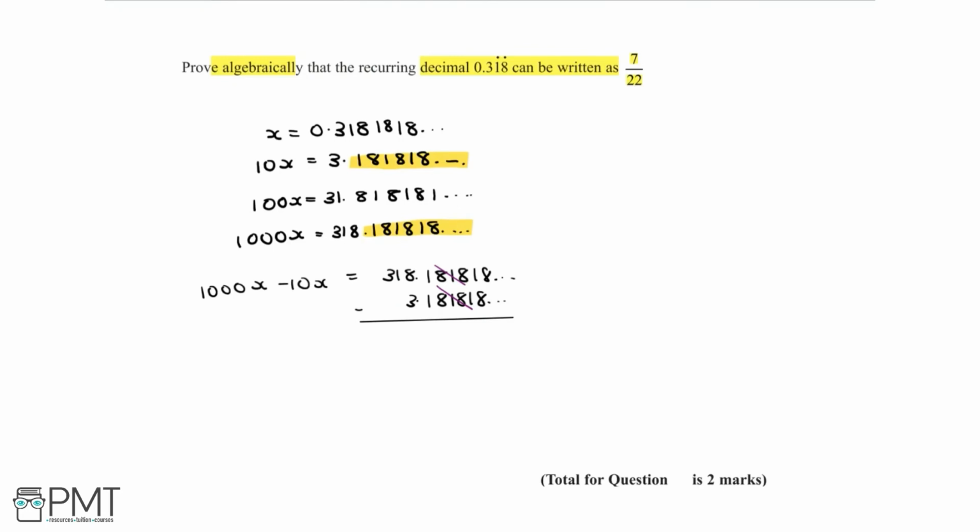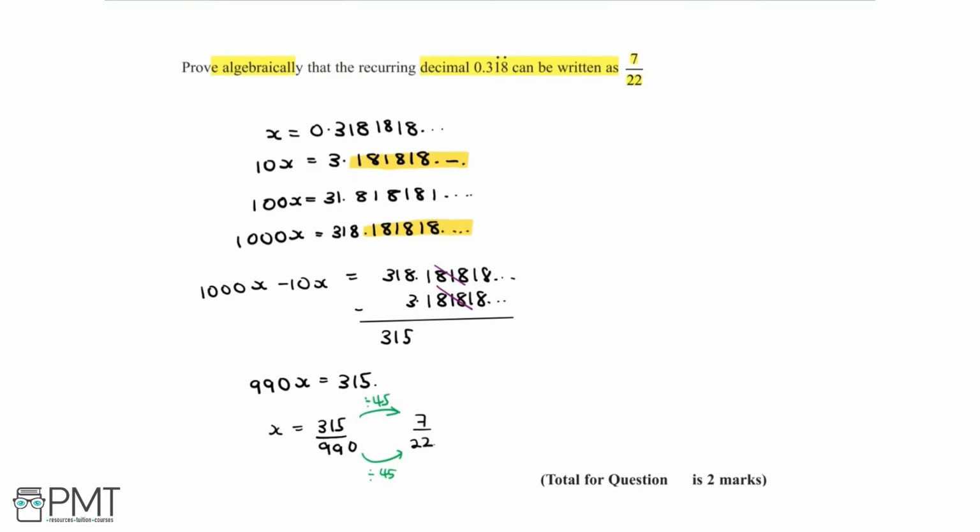And so 318 take away 3 is equal to 315. So we've said that 1000x take away 10x is equal to 315. And so we can simplify this by saying that 990x is equal to 315. We can say that x is equal to 315 divided by 990, and so when we divide the numerator and the denominator by 45, we can see that x is equal to 7/22.